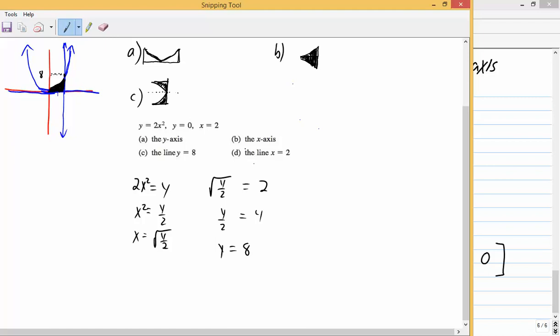And then D, about the line x equals 2. X equals 2 was this line, right? So if I revolved it about that line, so there's our figure, and this was x equals 2. So if I revolve it about that line, it's going to look something like that. Would it be a solid figure? Is there anything missing in there?